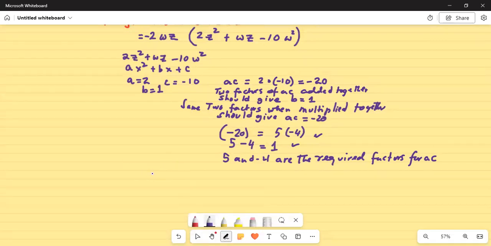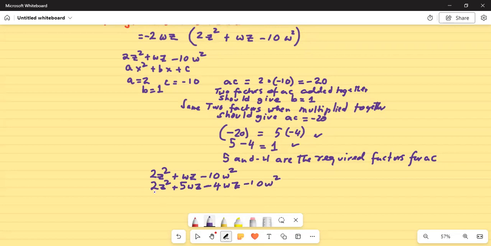We have 2z square plus wz minus 10w square. You can split the wz into this: 2z square plus 5wz minus 4wz. Notice 5wz minus 4wz is 1wz minus 10w square.